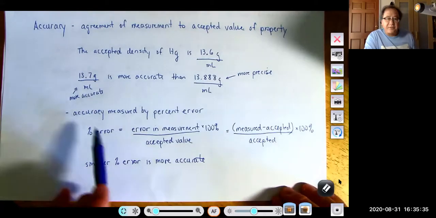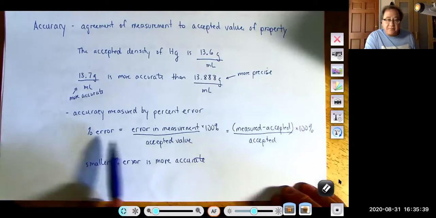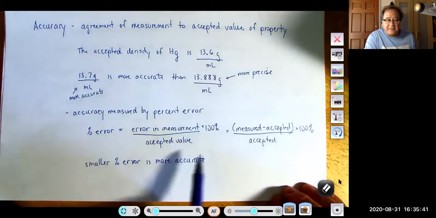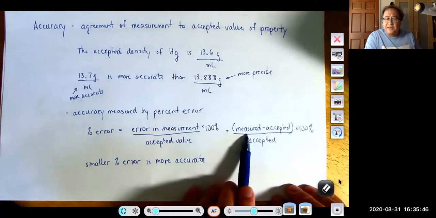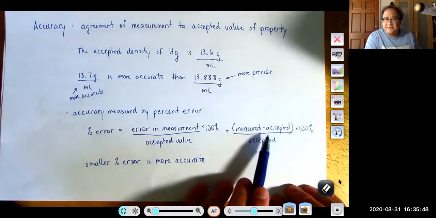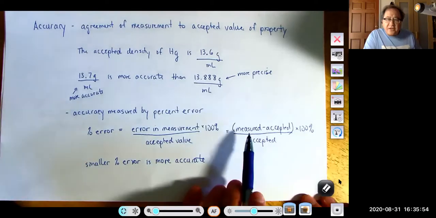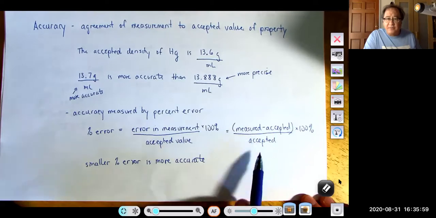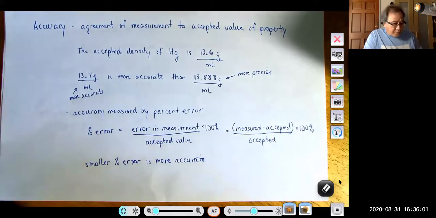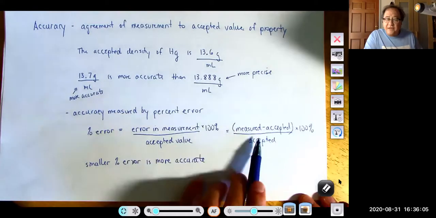Now, accuracy is measured by percent error. The formula for percent error is the error in measurement times 100% divided by the accepted value. For the error in measurement, I use this formula: it's the measured minus the accepted, so the difference in values. You want to start with the measured. That way, if your measured value is larger than the accepted, the difference will be positive and your error will be positive. If your measured is less than your accepted, your difference will be negative and your error will be negative.